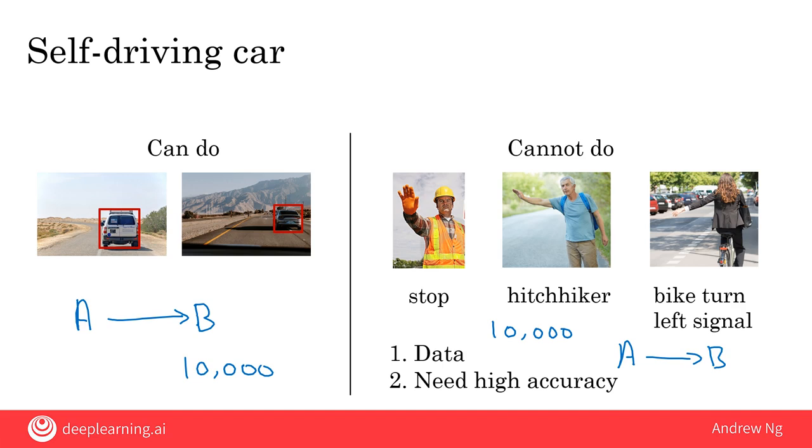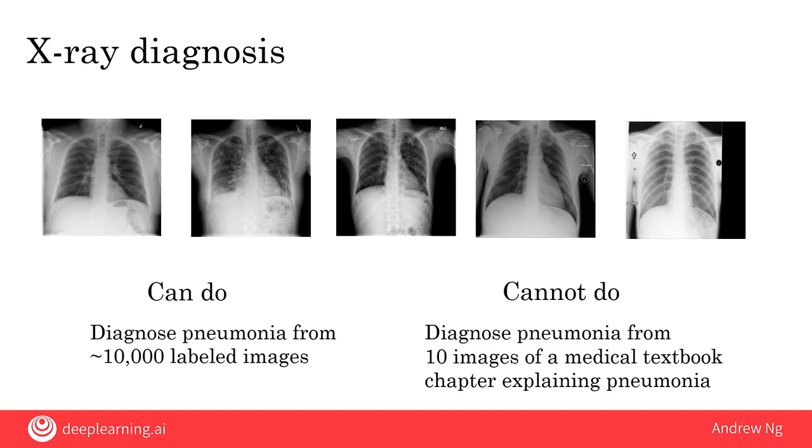Let's look at one more example. Say you want to build an AI system to look at X-ray images and diagnose pneumonia. So all of these are chest X-rays. The input A could be the X-ray image and the output B can be the diagnosis: does this patient have pneumonia or not? That's something that AI can do.